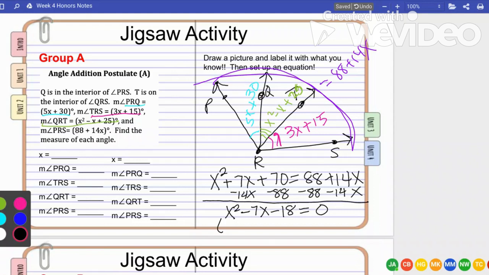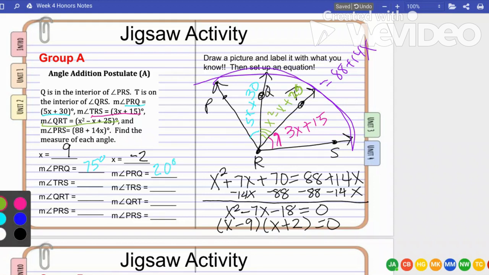When I factor this, my factors are going to be x minus 9 times x plus 2. So we're going to get two answers. My first answer is going to be positive 9. My second answer is going to be negative 2. So we're going to plug these values in. When I plug 9 into PRQ, 5 times 9 is 45 plus 30, 75 degrees. If I plug in negative 2, 5 times negative 2 is negative 10 plus 30 is 20 degrees.